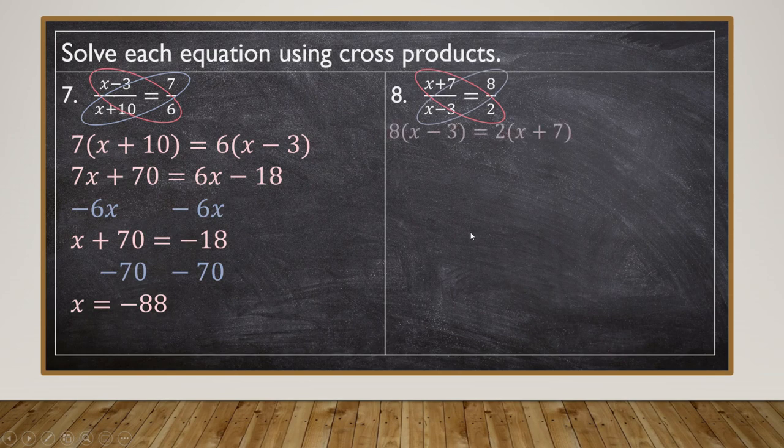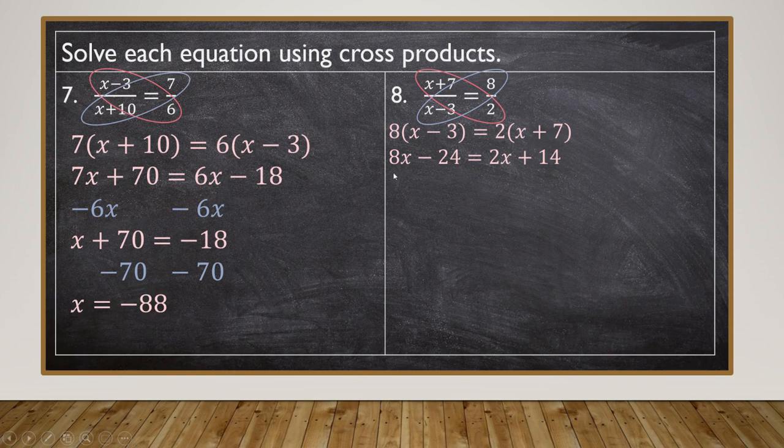Number 8, our cross products are 8 times the quantity x minus 3. The other cross product is 2 times the quantity x plus 7. Set the cross products equal. Distributing the 8 on the left gives us 8x minus 24. Distributing the 2 on the right gives us 2x plus 14.